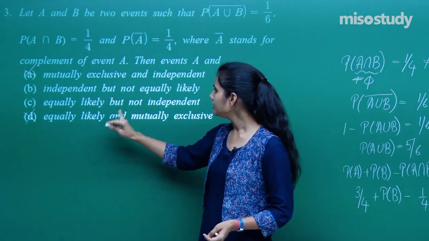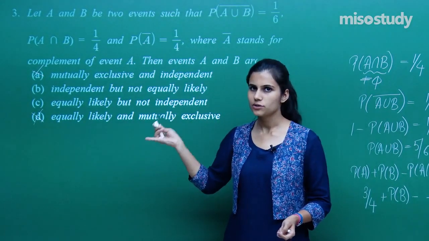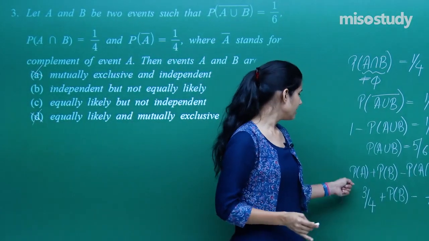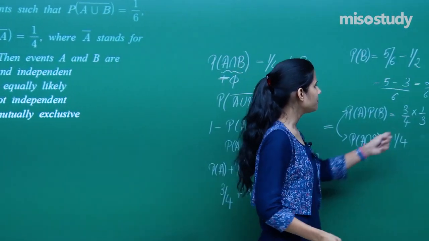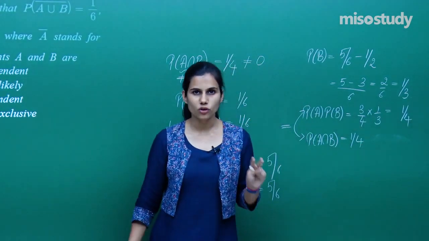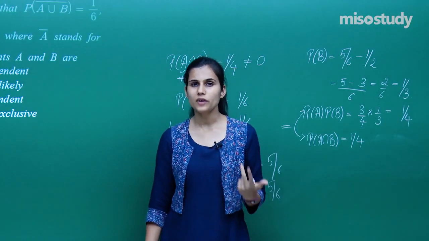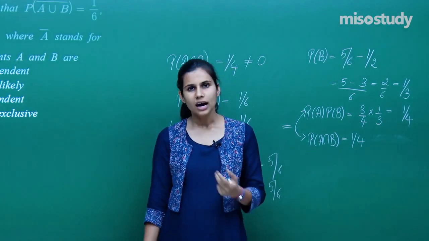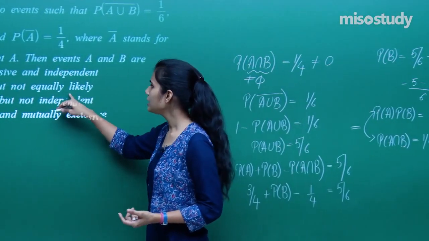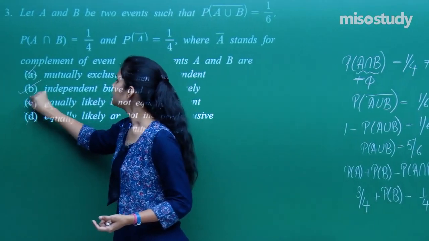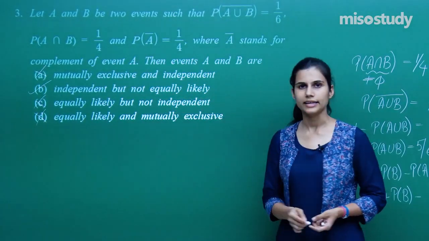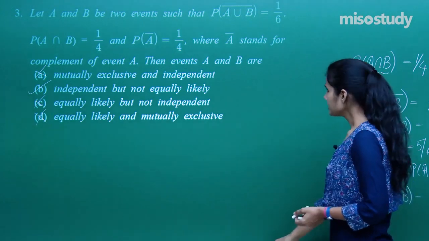Now, they are independent and they are equally likely or not equally likely. So, see, probability of A is 3 by 4, probability of B is 1 by 3. Clearly, both the probabilities are not equal. That means the chances of occurrence of event A and B are not same, and therefore they are not equally likely, but they are independent, and so option number B is the correct one. What does the next question say?